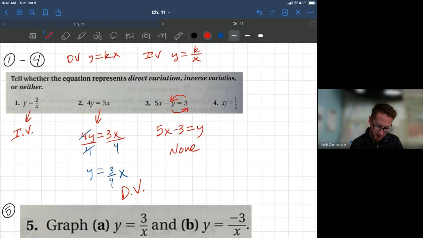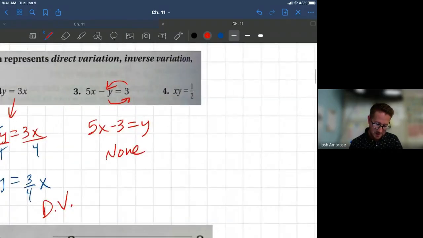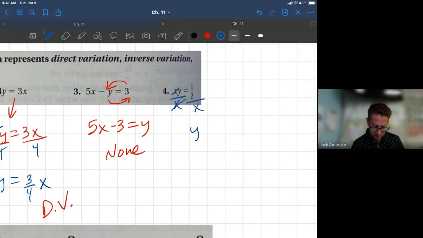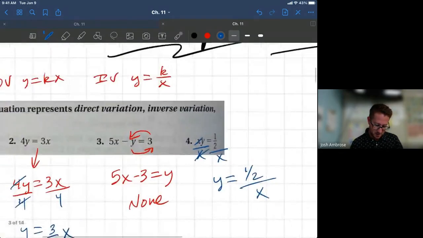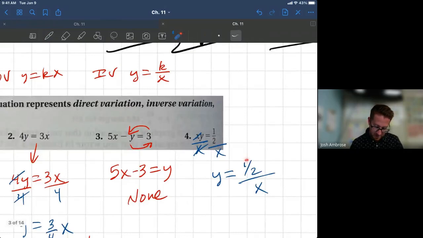Okay, let's do the last one here. This one is still not set up as y equals. So how do we get rid of that x? We have to divide both sides by x. So those x's would cross out, leaving y equals 1/2 divided by x. Well, take a look at this. We have a number divided by x. There it is, a number divided by x. So number 4 here, this is an inverse variation.